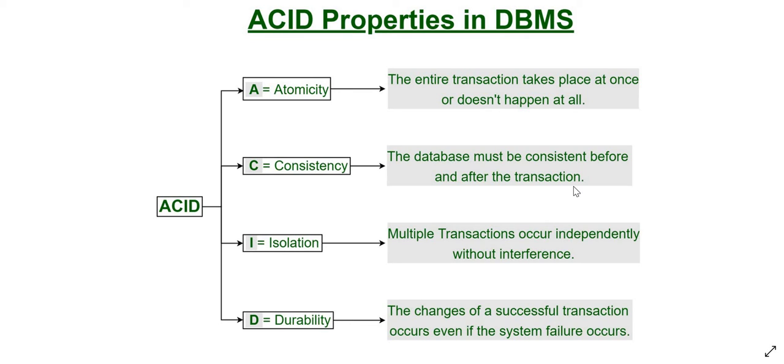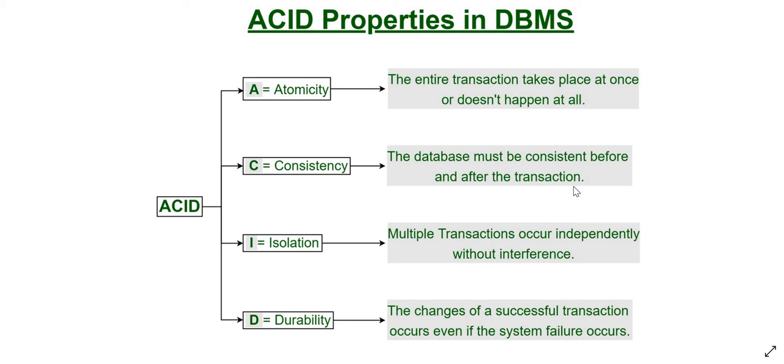Again taking the example of an ATM transaction, now you need to transfer money from one account to another. Let's suppose there are two accounts, account A and account B, and you need to transfer money from account A to account B. Say account A has 10,000 and account B has 5,000. What consistency does is check the database before the transaction and after the transaction.